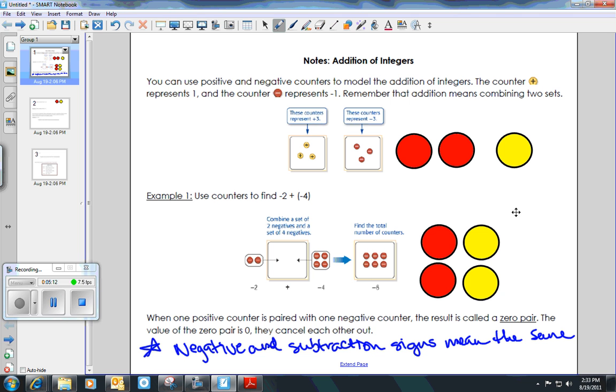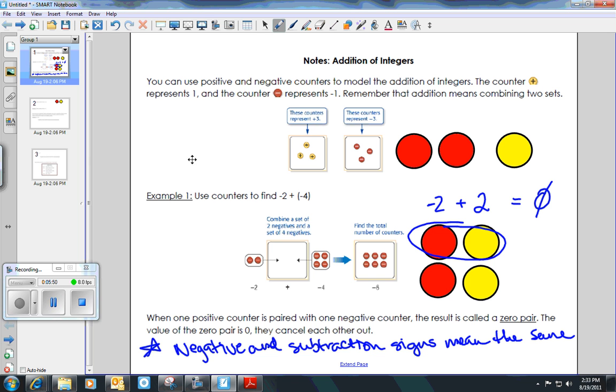That's 0. So this little representation right here, this is a negative 2, and I'm adding to it a positive 2, negative 2 plus 2. And when I do that, I'm going to get 0. When we combine a positive and a negative, or a negative and a positive, red and yellow, we call that a 0 pair. A positive and a negative together make 0. They're called a 0 pair. They cancel each other out.